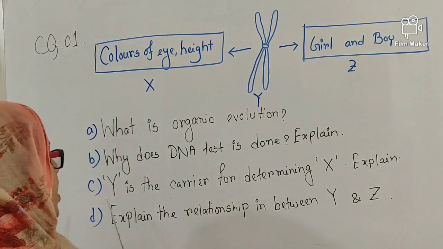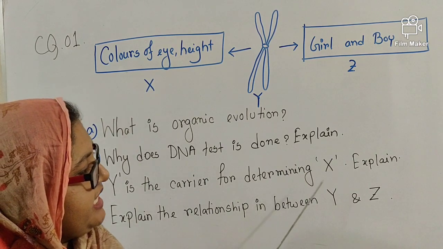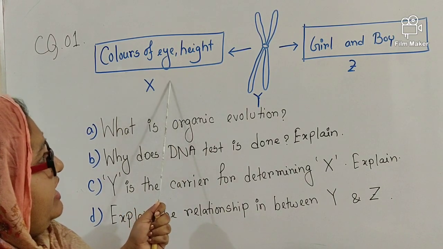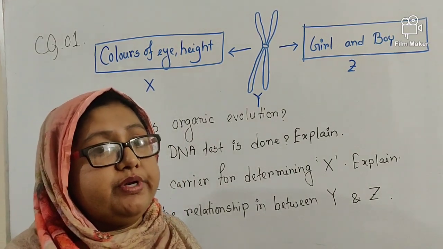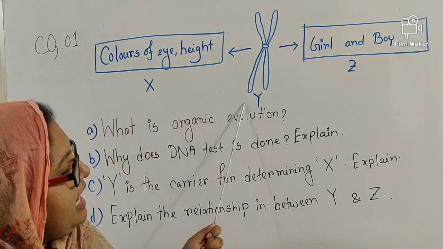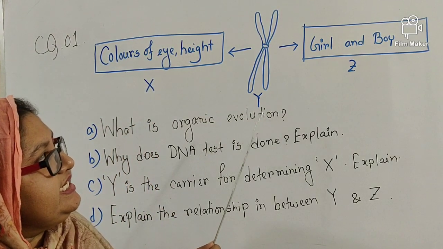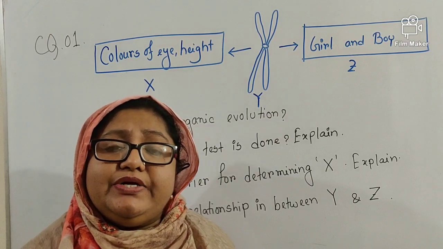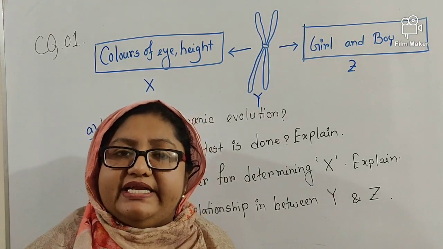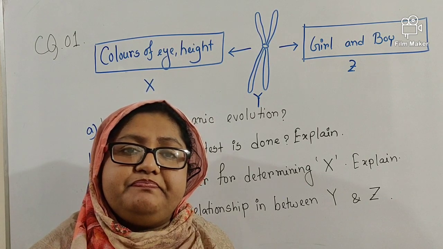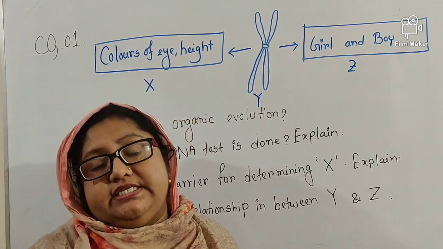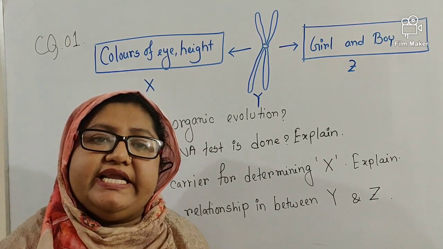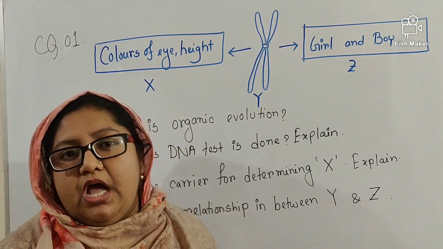Next, Y is the carrier for determining X. My dear students, you can see that X indicates color of eyes and height of human beings or any other animals. I have also mentioned that Y indicates the chromosome. You know, in the chromosome, DNA is present. Not only that, chromosome carries the gene. Now, what is gene? Gene is the unit which controls the signs and characteristics of any organism.